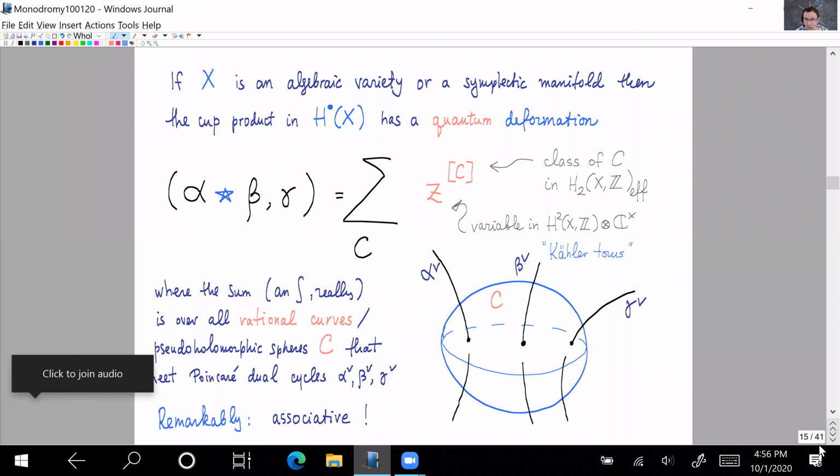So that's an operation on the vector space, and it's written as a formal power series in this semigroup of effective curve classes. So in principle, every operation is some infinite sum. It contains an infinite amount of geometric information about all possible curves of various degrees that meet my three classes. Okay, that's the definition.